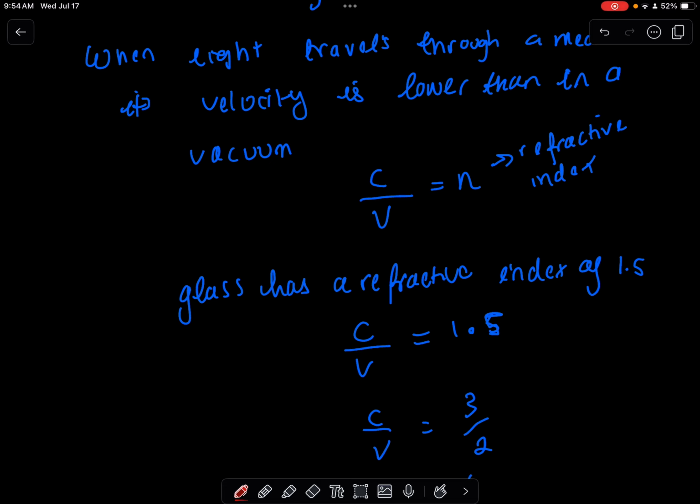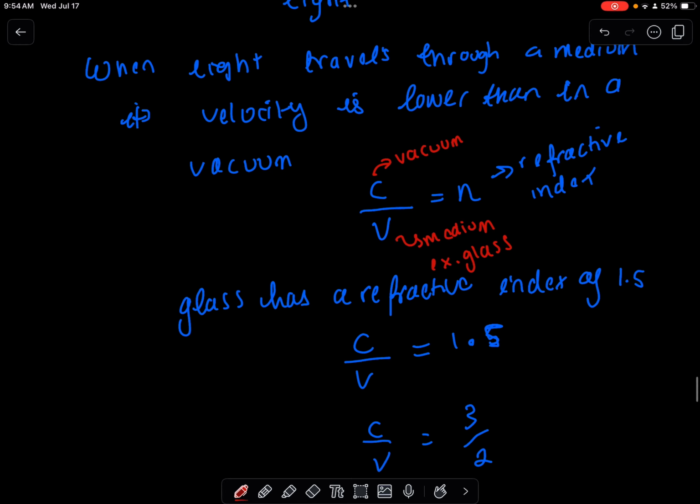So C is the speed of light in a vacuum. V is the speed of light in the medium. So this could be glass, it could be hydrogen peroxide, it could be whatever. The bottom line is that when you take this ratio of the speed of light in a vacuum to the speed of light in the medium, you get this value n. This is known as the refractive index. We'll get into a minute what refraction actually is.